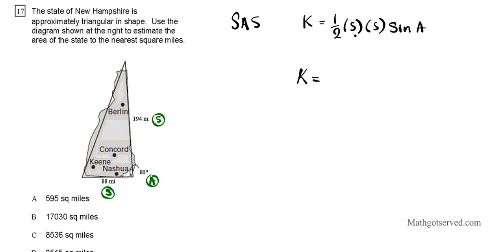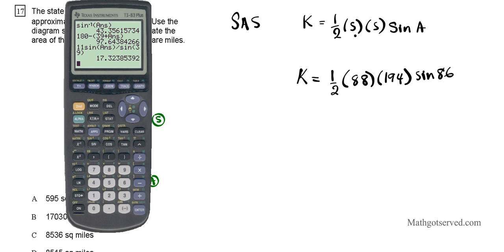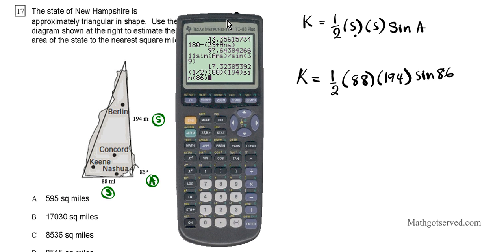So we're going to go K, area is 1/2. The first S is 88. The second S is 194. Sine 86. Let's plug this into our calculator and see what we get. So we have 1/2 times 88 times 194 sine 86. We'll plug all that in.